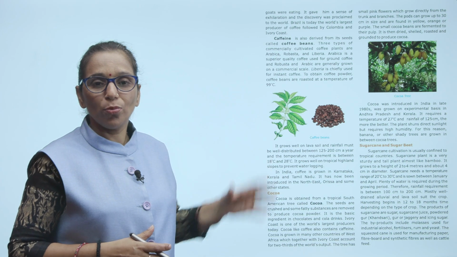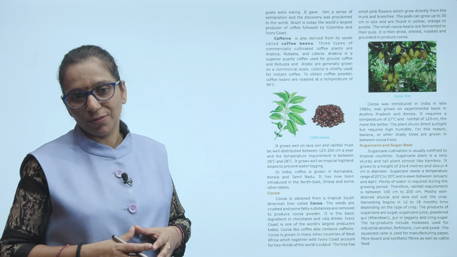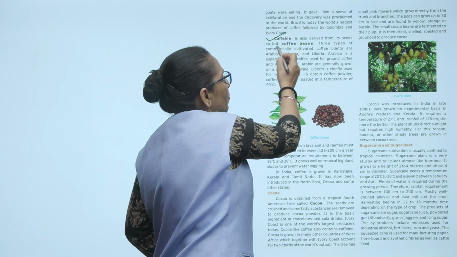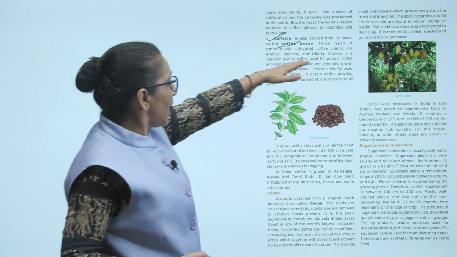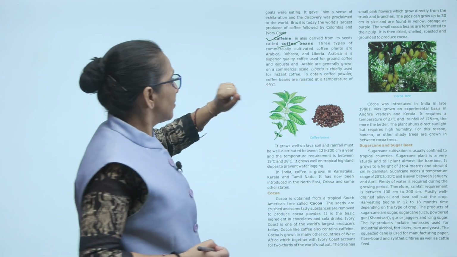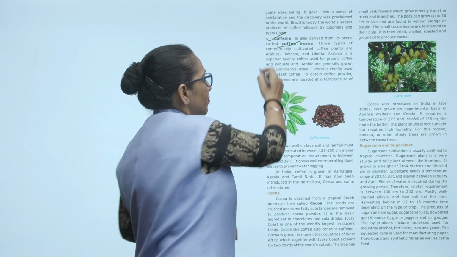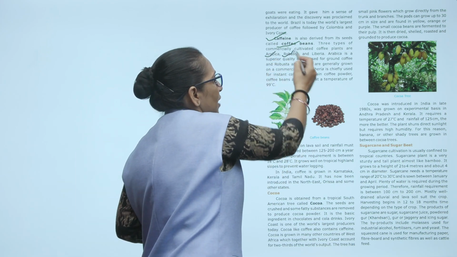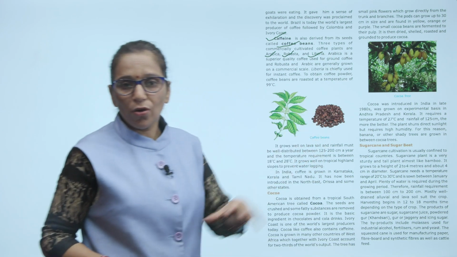Brazil is today the world's largest producer of coffee, followed by Colombia and Ivory Coast. Caffeine is also derived from the seed called coffee beans. The three types of commercially cultivated coffee are Arabica, the first type, then Robusta, and after that Liberia. These are the three types of coffee.